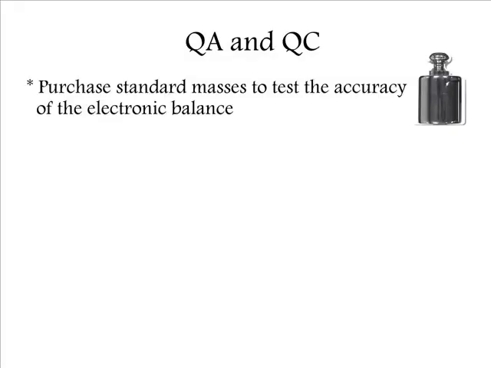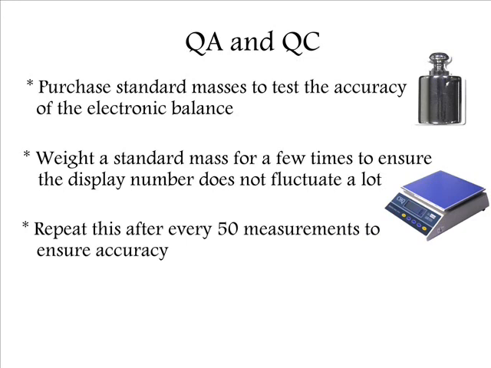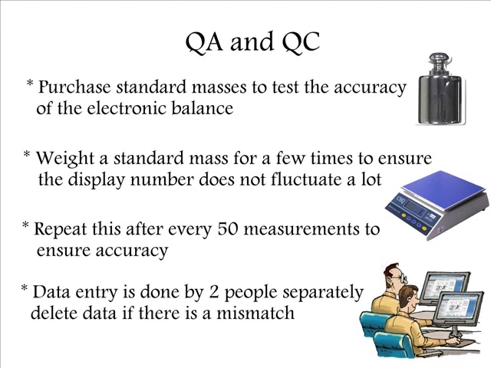When doing the measurements, we buy standard masses to test the accuracy of the electronic balance. Trying to put the standard mass on the balance a few times can ensure its display number does not fluctuate a lot. This should be repeated after every 50 measurements to ensure accuracy throughout data collection. And to avoid human errors in recording, data entry is done by 2 people separately, and later we can use computer programs to compare the 2 sets of data. If there are different numbers in the same data blank, that set of data should be neglected.